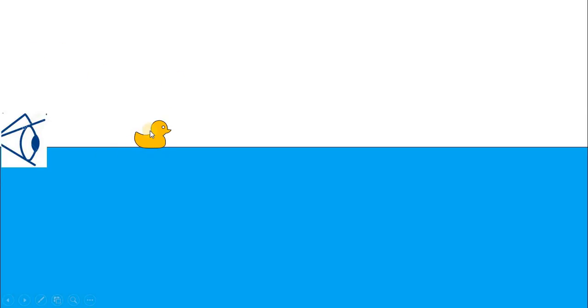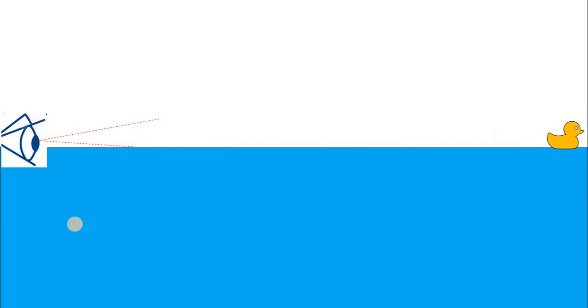I've placed a drawing of a plastic duck on some blue colour to represent water. We have an eye here looking along the surface of the water at the duck. The angular size of the duck is represented by these two lines. The angle between these two lines is the angular size of the duck. And it's quite a large angle. The duck will occupy quite a large portion of the field of view of the person looking.